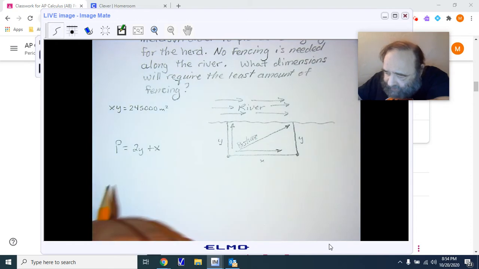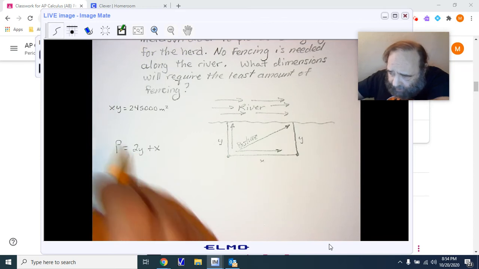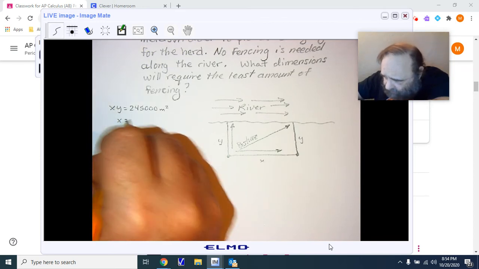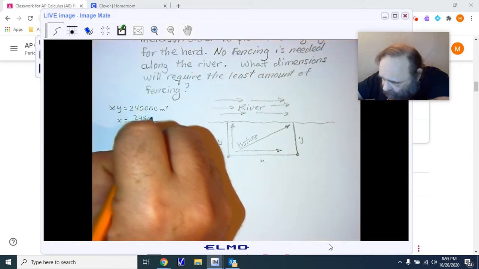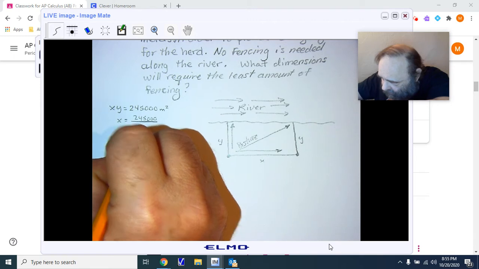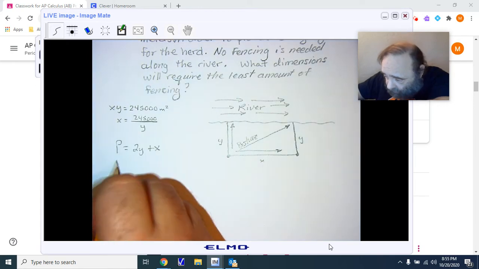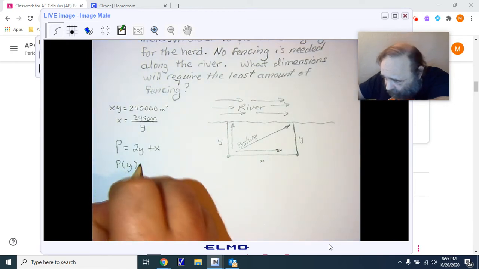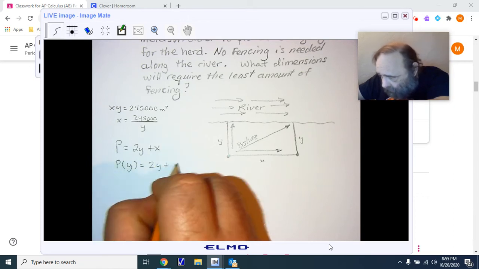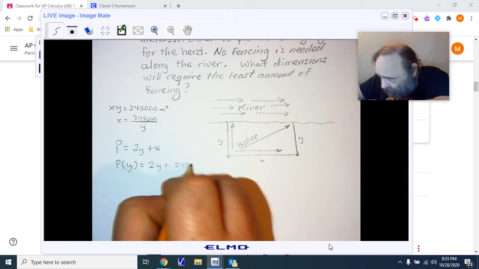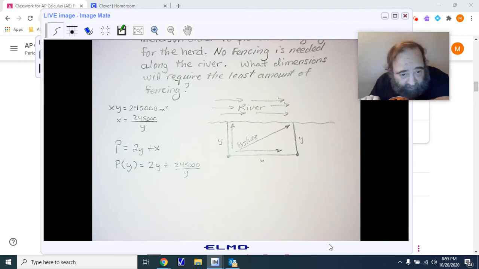Well, if I'm looking at this, I have two variables I can solve for. I can either find x or y, but because I have a 2y, I'm going to find what x is. This will allow me to do this without multiplying, and therefore it's easier. I'm also going to get rid of my units. Now, because I have only one variable when I substitute, I can now call this the perimeter in terms of y. P of y is 2y plus 245,000 over y. And that's what I want to take my derivative of.